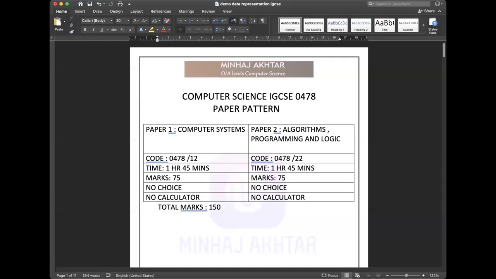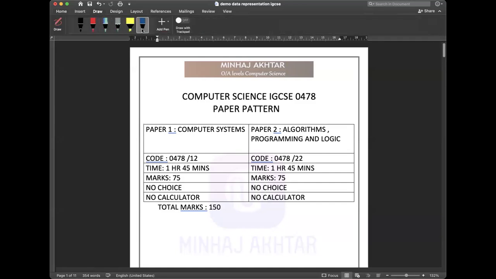Welcome to Computer Science IGCSE, and here we are going to discuss the paper pattern first. So the paper pattern is in front of us. Let's start the discussion about the paper pattern.